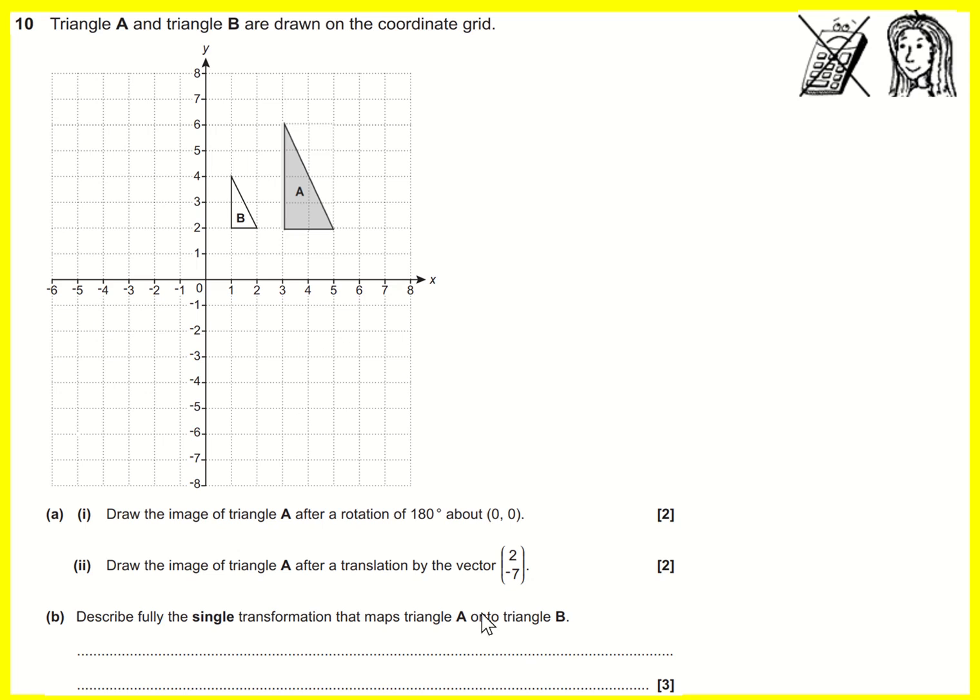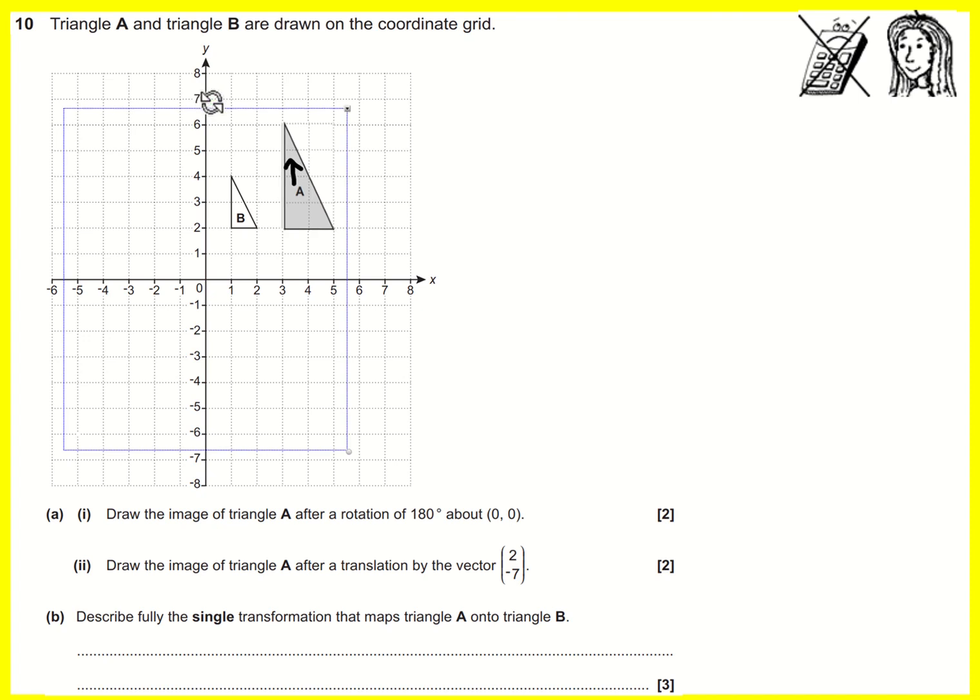Got a variety of transformations to look at in this question. First one, draw the image of triangle A after rotation of 180 degrees about 0, 0. So what you have to do is get some tracing paper, put it over the top, draw an outline around your triangle, and put your pen or pencil on 0, 0 and rotate it. Another little suggestion is if you draw a little up arrow on your triangle, then it can help you know when to stop, when you've gone 90 degrees and when you've gone 180 degrees.